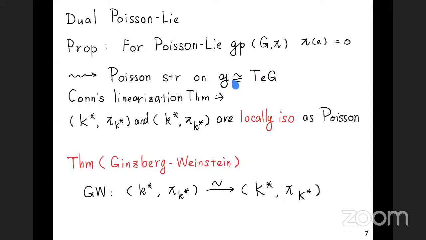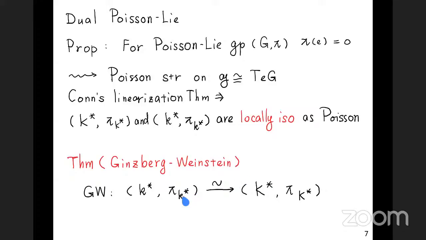Yes, the little k is the Lie algebra of capital K, and the k star is its dual. They are isomorphic as vector spaces. Sorry, on one side it's an abelian group, and on the other hand, it's not abelian. So they cannot be isomorphic as Poisson Lie groups.